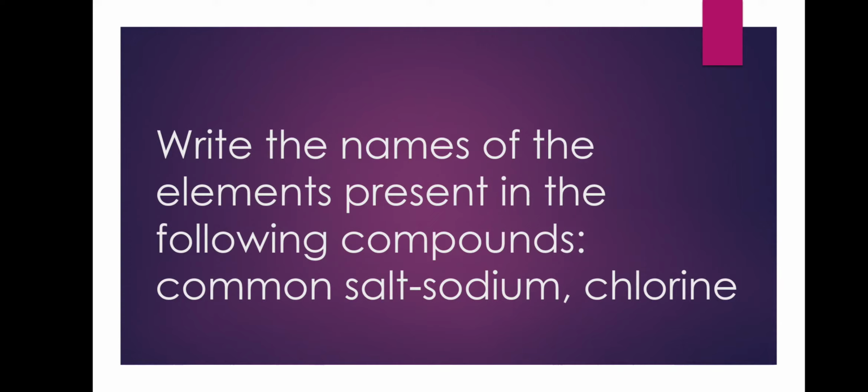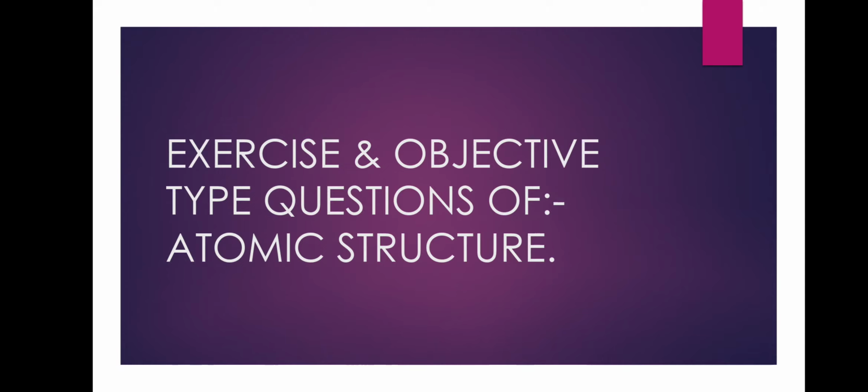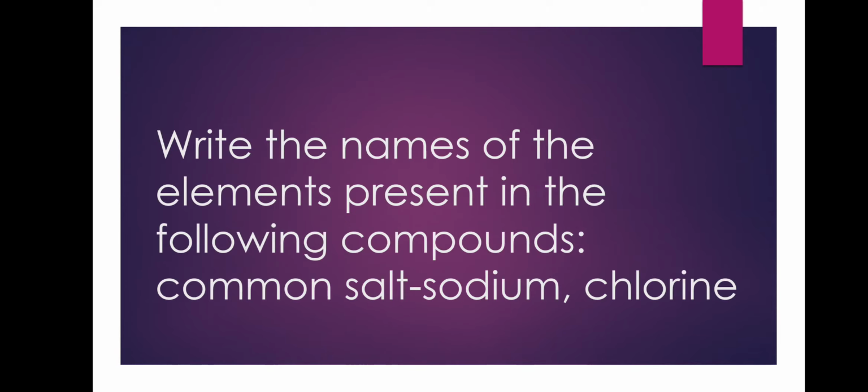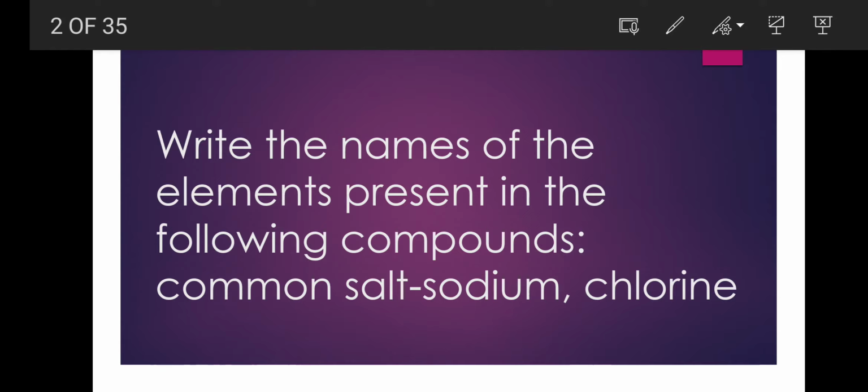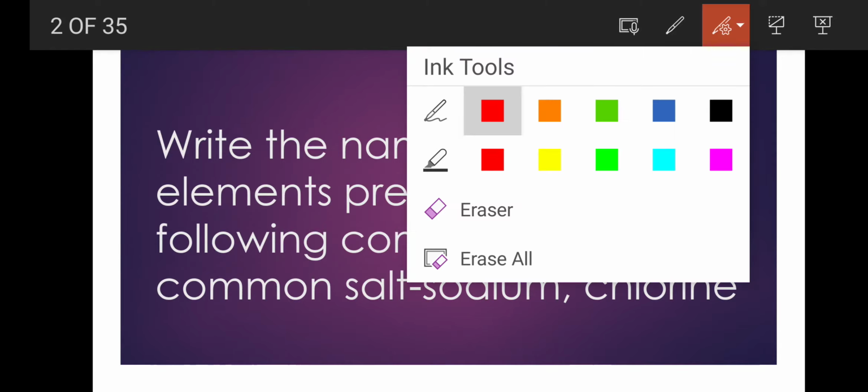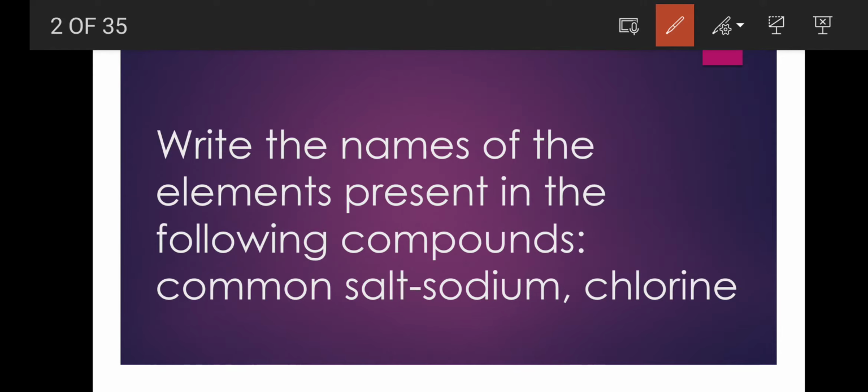Hello everybody, here I am going to solve some questions of chapter atomic structure. So let's solve. The first question is, write the names of the elements present in the following compounds, and the first compound is given common salt. So which are the elements present in common salt? The answer is sodium and chlorine.